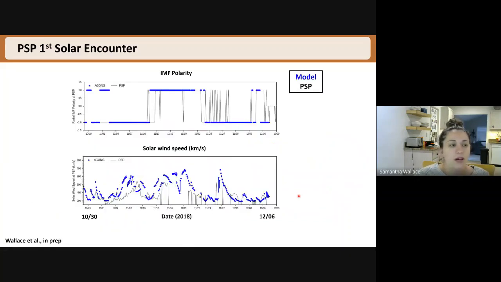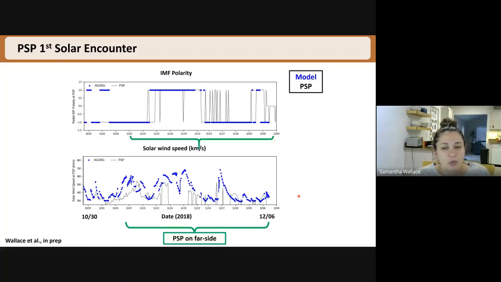So this is a plot comparing the model-derived IMF and solar wind speed in blue for our best realization and the Parker observations in black. You can see here, this is where the model was skimming the heliospheric current sheet. So that's why the polarity is flipping back and forth. We're also about a day off in this heliospheric current sheet crossing prediction, and this is partially due to a CME eruption that occurred during this time.